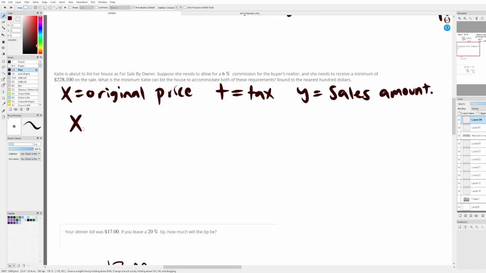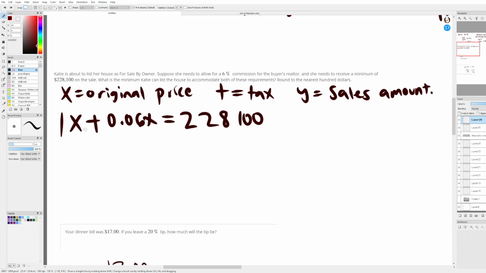So it'll be, one second, X minus, hold on. Wait, I think actually it's going to be adding because she needs that 6% more if she wants to get that. My bad. So it'll be X plus 0.06X. We changed that percentage into a decimal is equal to $228,100.